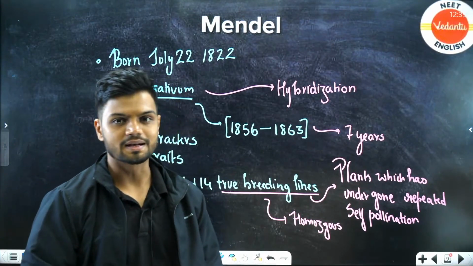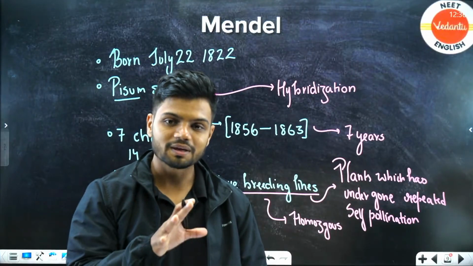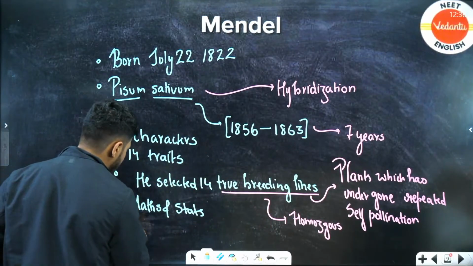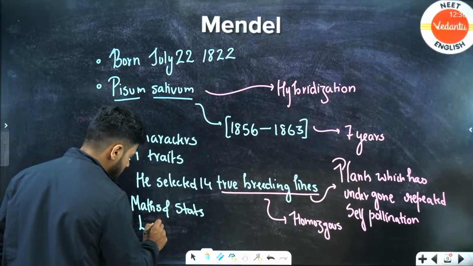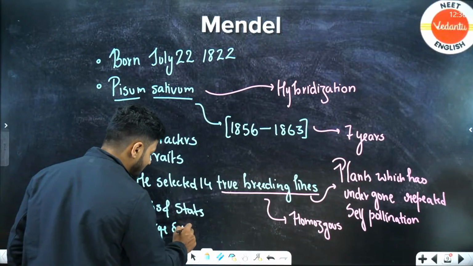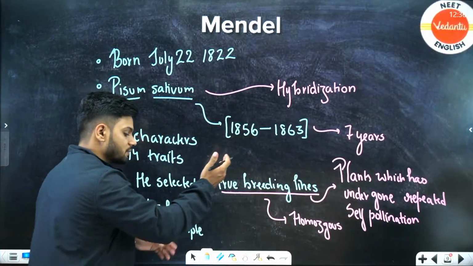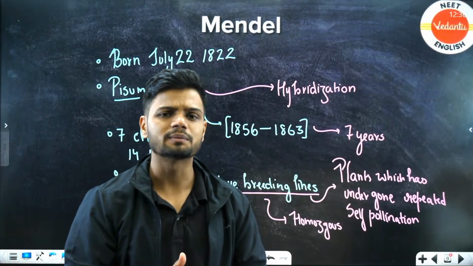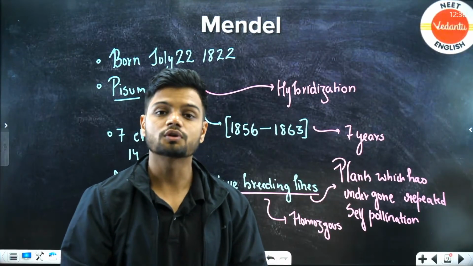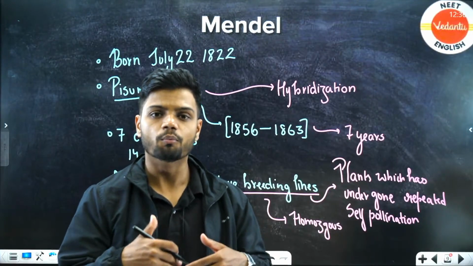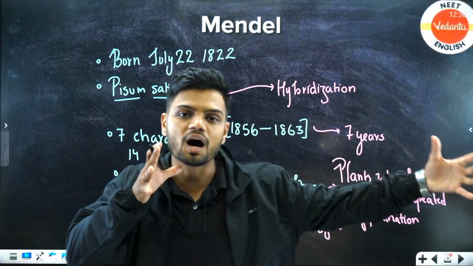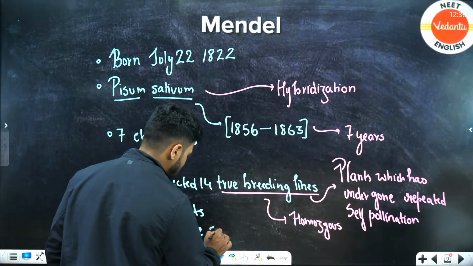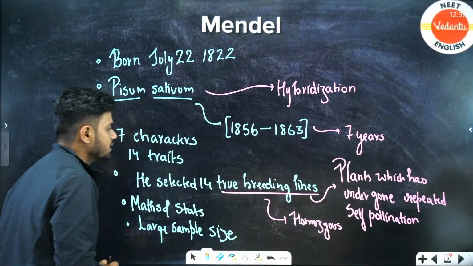Now one more thing you need to understand here is the sample size. One of the key reasons why Mendel's work was such a success is because he used a very large sample size. The meaning of sample size is that his experiment was on multiple plants. If you do the experiment on 1 or 2 plants, there is a very high chance that the result might be a false positive. So if you want your research work to have more validity, you need to take a very large number of plants to experiment on, and that is called the sample size.